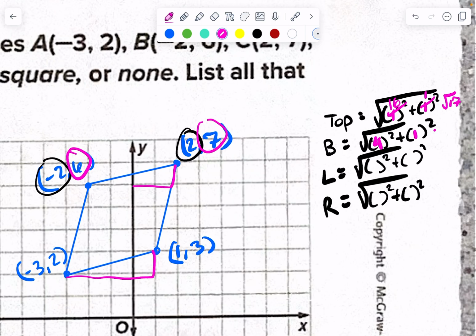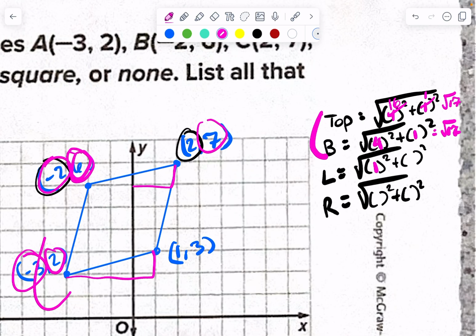Okay, the left side. You can do from -3 to -2. That's 1. From 2 to 6 is 4, right? He's going over 1 and up 4, right? 1 squared is 1. 4 squared is 16. That is the square root of 17 also. Same thing with the right side. He is going over 1 and up 4. That's the square root of 17 also.